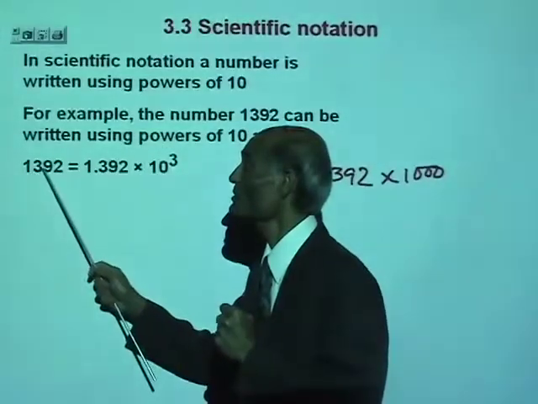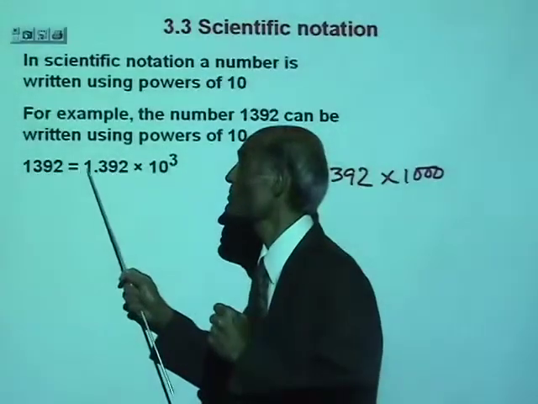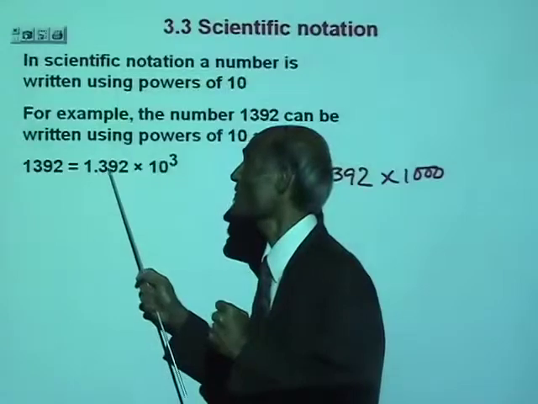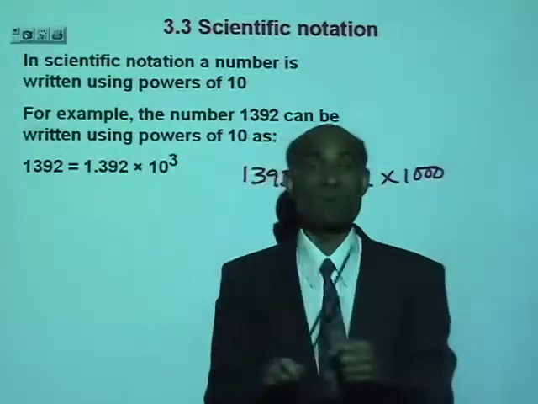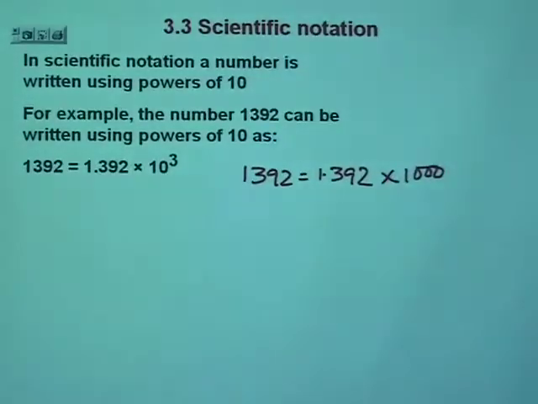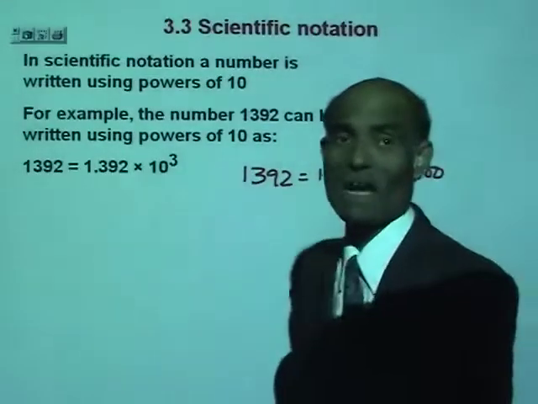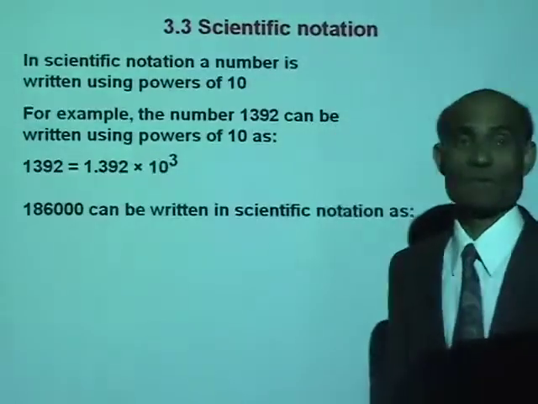So, 1,392 is 1.392 multiplied by 10 to the power of 3. Okay, let's look at other examples.